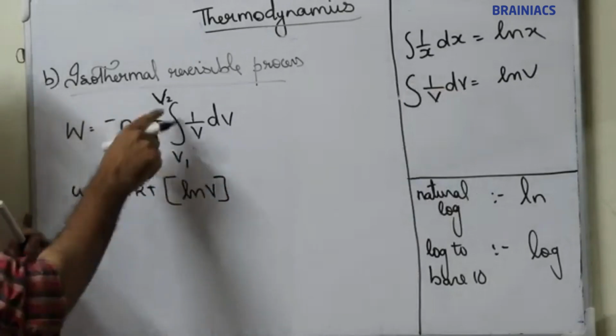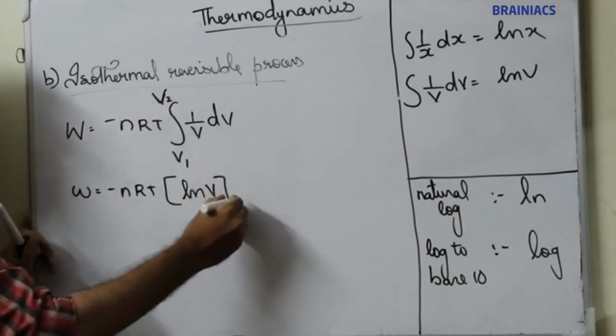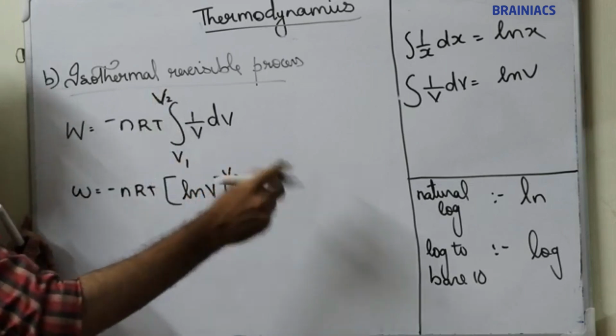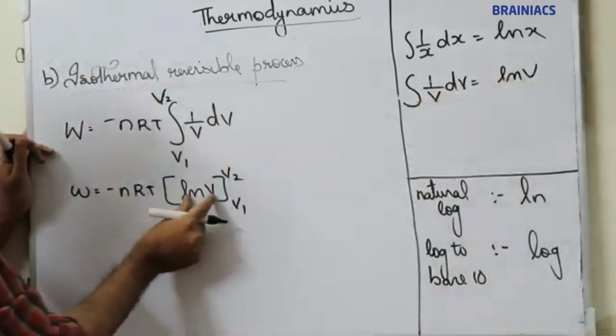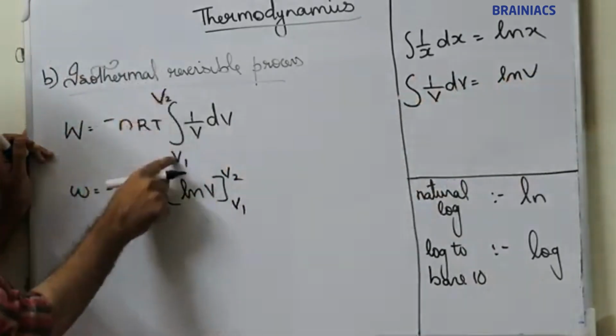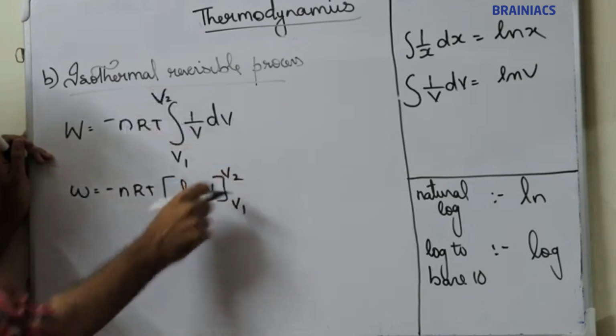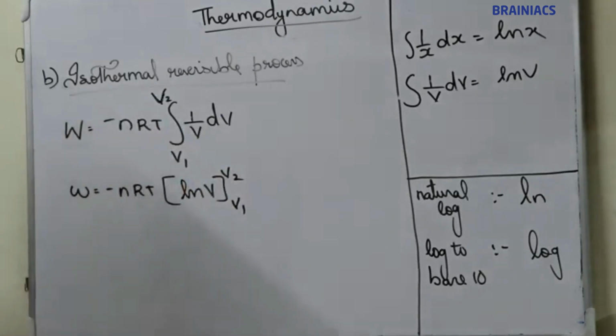Okay. Now there are two limits, V1 and V2. So I am writing the limits here, V1 and V2. When we integrate 1 by v dv, we will get ln v, with limits from V1 to V2. I think it's clear till here.